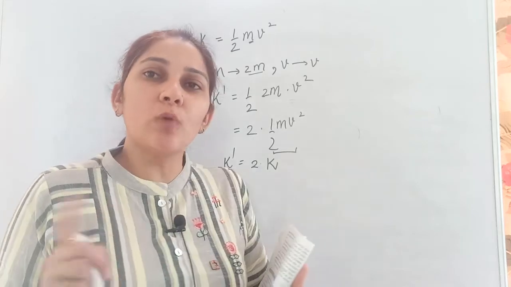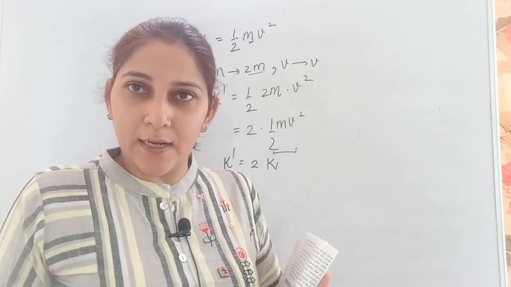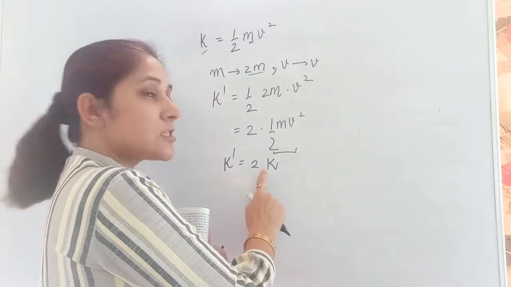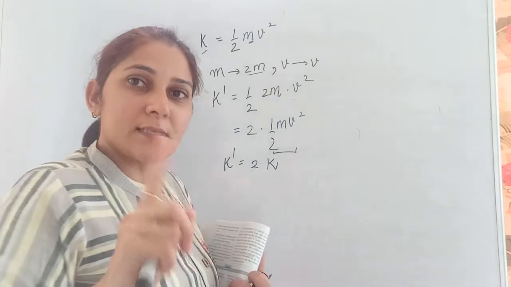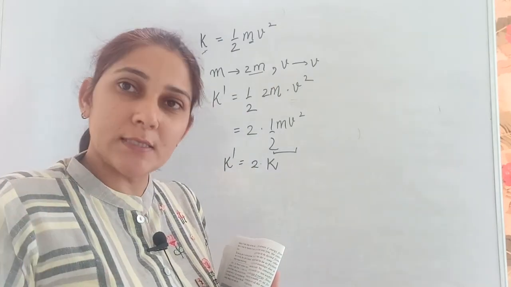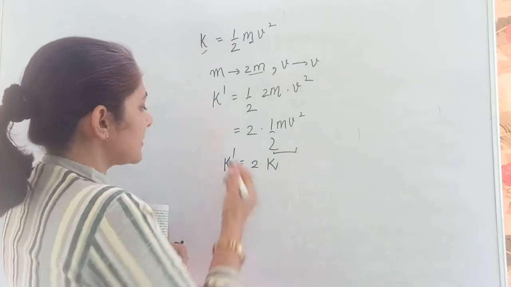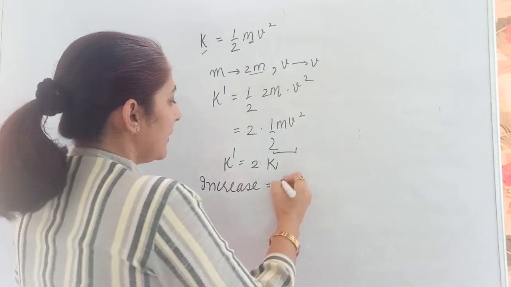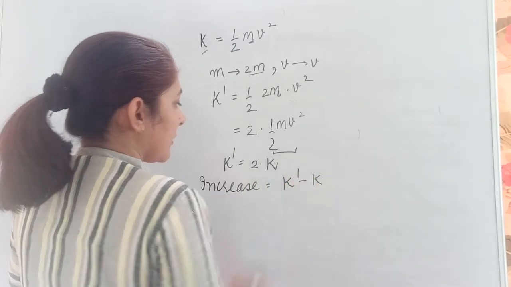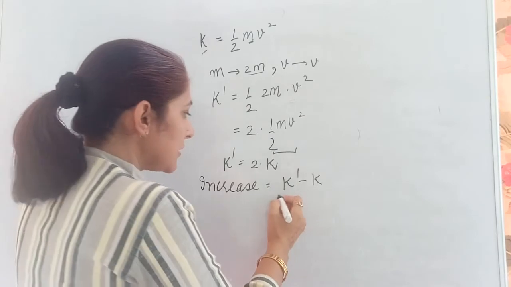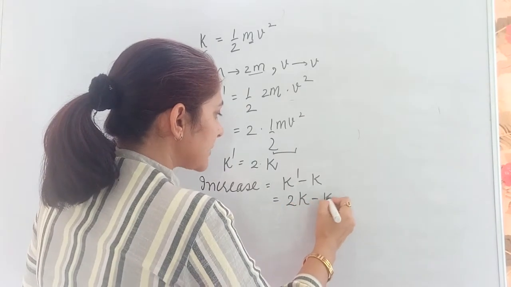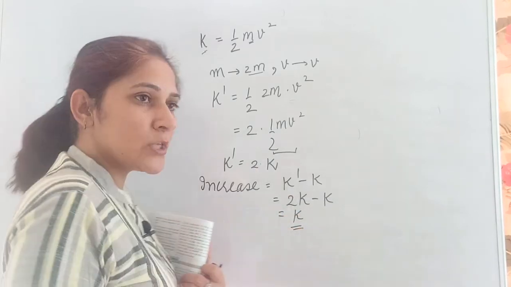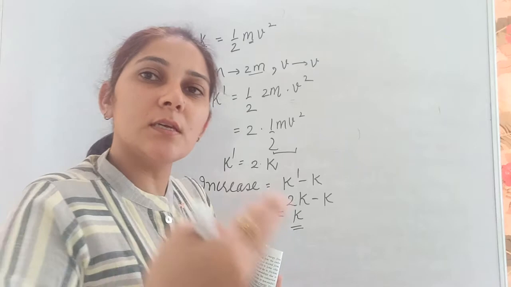So if somebody asks you what the increase or decrease in kinetic energy is here, you can easily find out that the new kinetic energy is twice the previous one. That means first, there is an increase in kinetic energy. And what is the increase? Increase is given by K dash minus K, because this is the bigger value. So this will be 2K minus K, in terms of K only. This is K, the value by which the kinetic energy is increased.